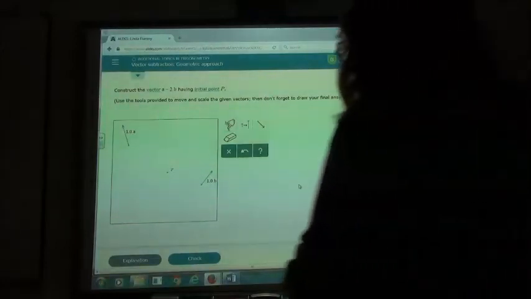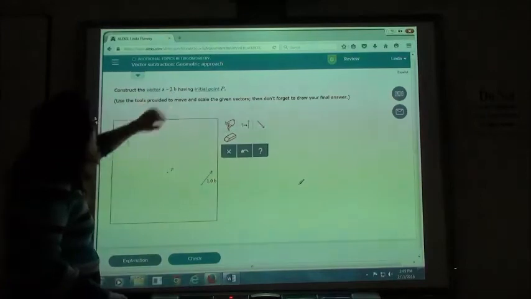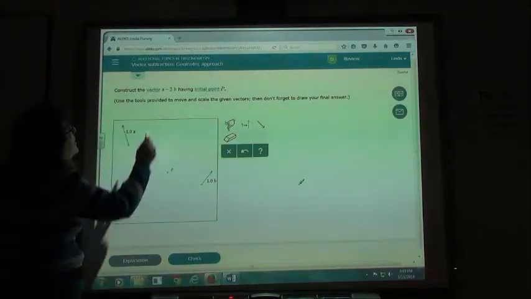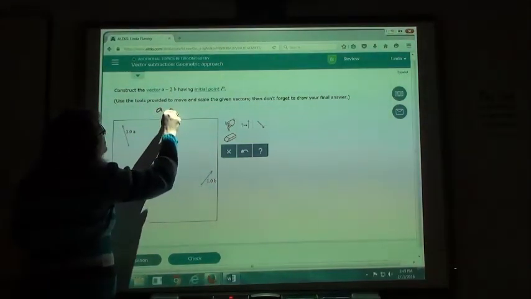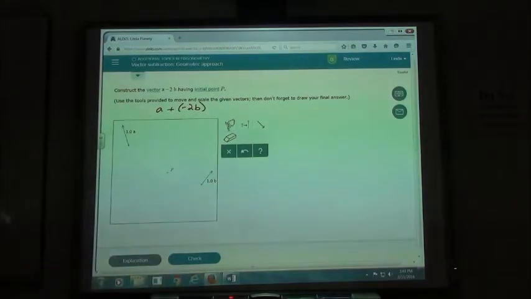The next ones you're going to do are the vector subtraction. And again, when you think of subtraction, you think of adding the opposite. So I'm going to take a plus negative 2b in order to do this one. This is the one that's on ALEKS, just to show you the tools. Then I'll go back to the ones on our paper.